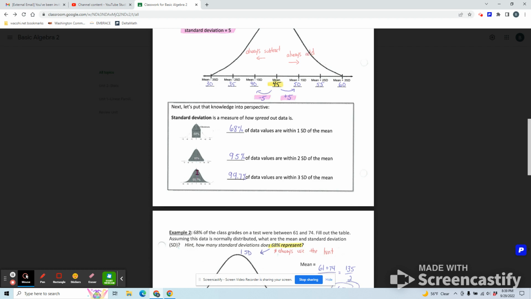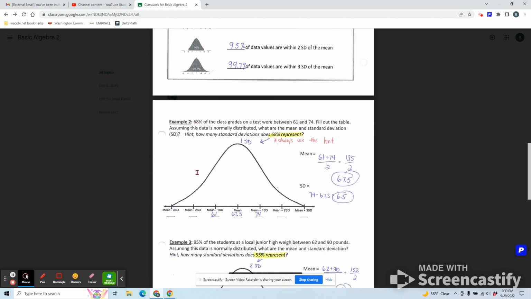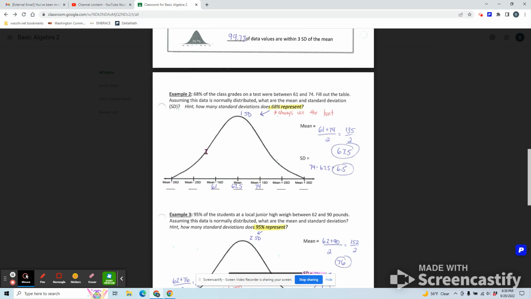99.7% of the data falls within 3 standard deviations of the mean. So let's see some examples with this. So 68% of the class grades on a test were between 61 and 74%. Fill out the table, assuming that the data is normally distributed. What are the mean and standard deviation? Hint, how many standard deviations does 68% represent?